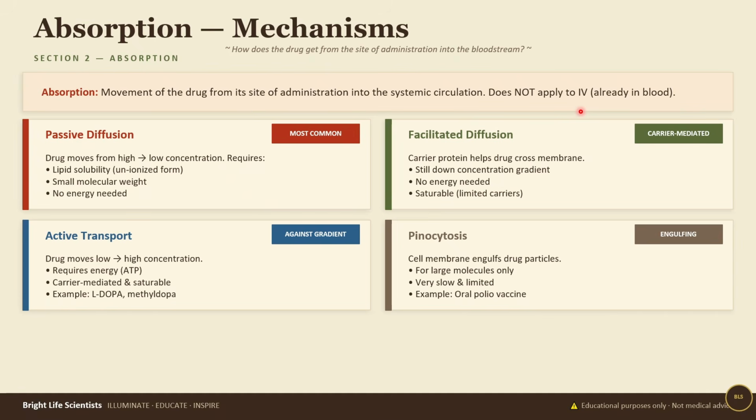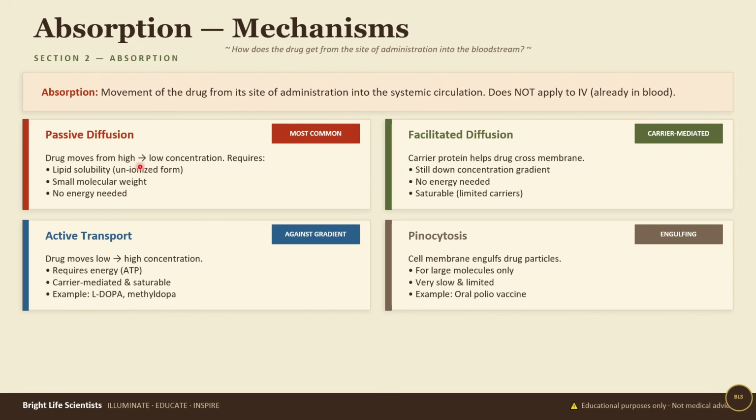There are 4 mechanisms. 1, we have passive diffusion, which is the most common. The vast majority of drugs cross membranes this way. The drug moves down its concentration gradient. Here, there is no energy required. The key requirement here: lipid solubility. The drug must be in its unionized form.